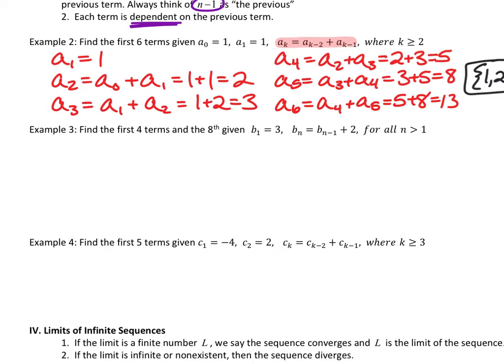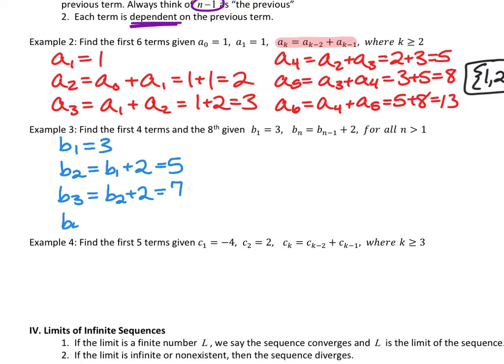So, okay. If I was doing the first 4 terms, well, I already have the first one. If I want to find the second one, I'm going to take the first term and add 2, which means 3 plus 2 is 5. If I want to find the third one, I'm going to take the previous term and add 2. 5 plus 2 is 7. If I want to find the fourth term, I'm going to take the previous term and add 2. So 7 plus 2 is 9. There's the first 4 terms, but I also want the 8th.